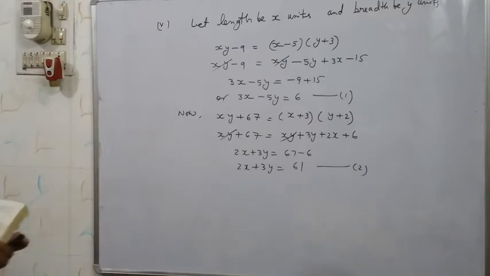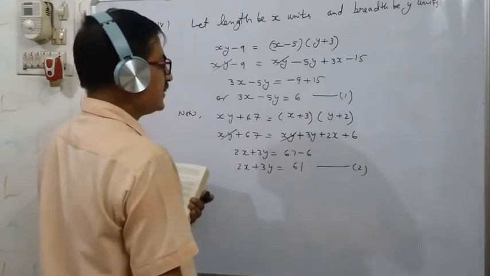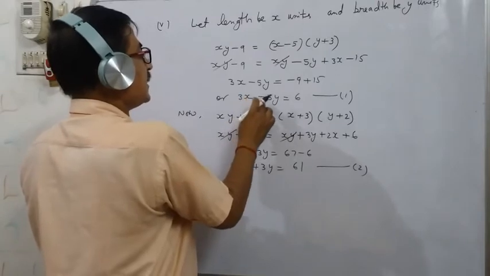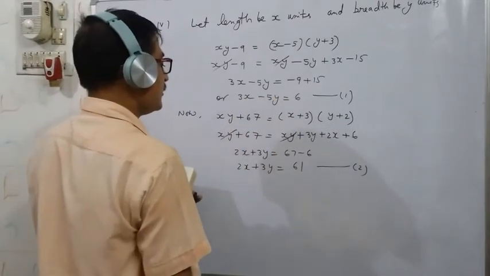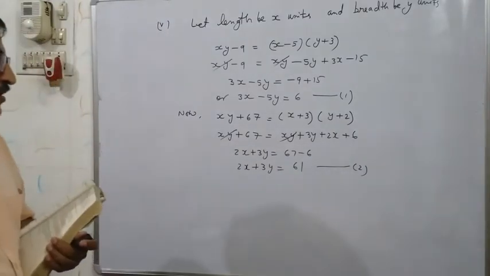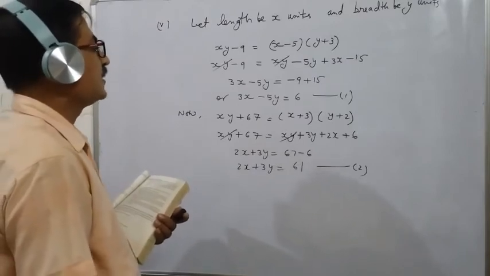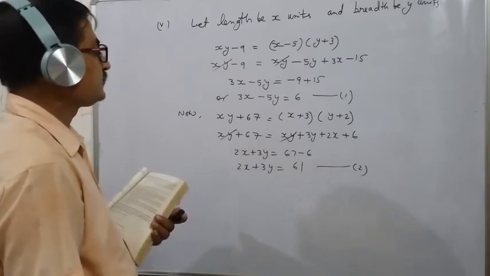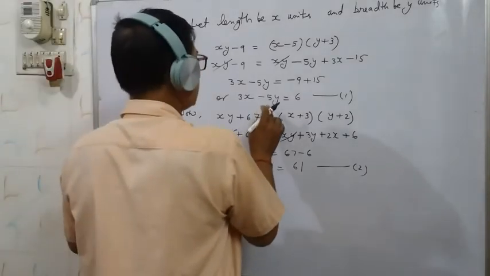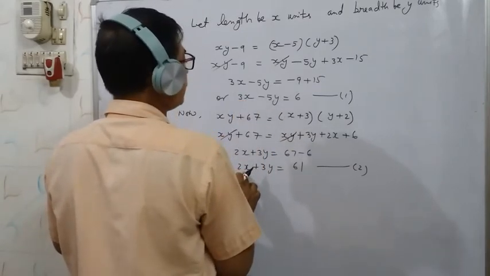Now we have to solve both 1 and 2. By different ways we can do; we can put the values there. 3x equal to 5y plus 6, x is equal to what? That way by substitution also we can do, by elimination also we can do. Okay, so we have to eliminate here. What will be easy for us? We have to eliminate. First equation we will multiply with 2, and second equation multiplied by 3.